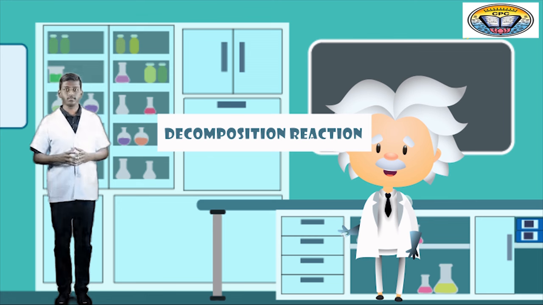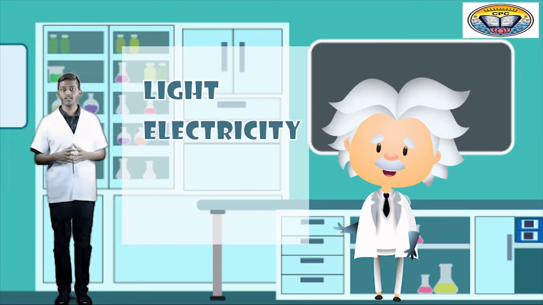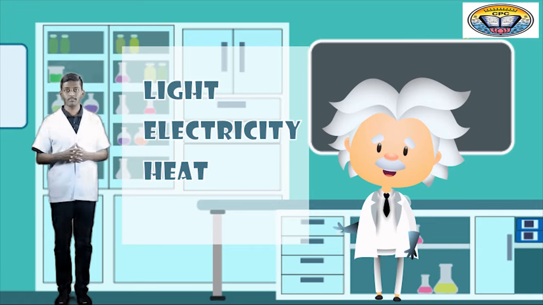Decomposition reactions. A decomposition reaction is quite opposite to a combination reaction. In a decomposition reaction, one single compound breaks down into two or more other compounds or elements. In a decomposition reaction, there is a need for an energy source such as light, electricity or heat energy.